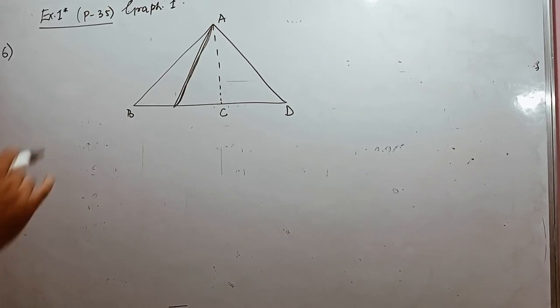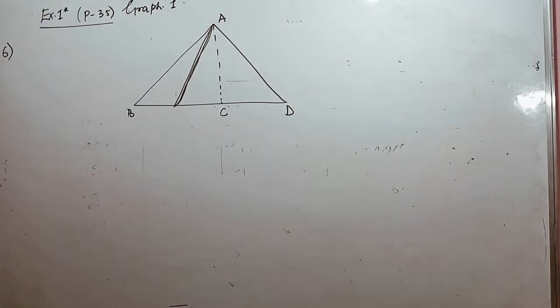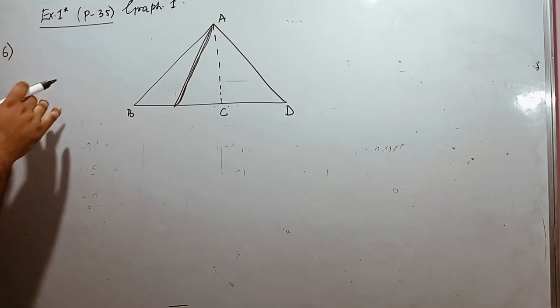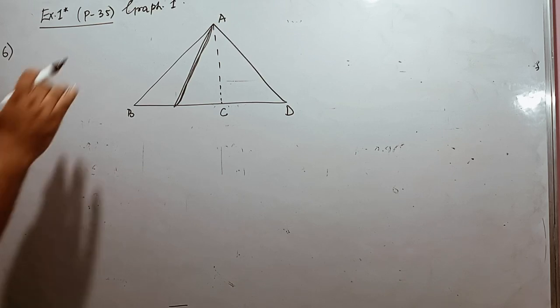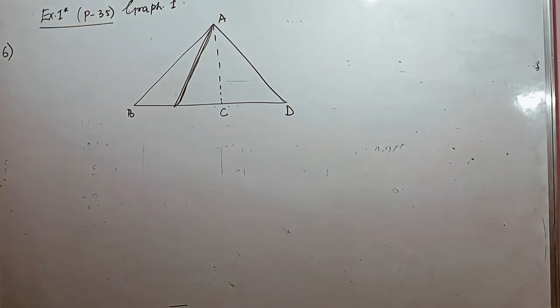This is the second part of the graph 1, and here we will solve a few pending questions from the exercise 1 star. You can see question number 6, it is on page number 35 in your textbook. See the question and understand.